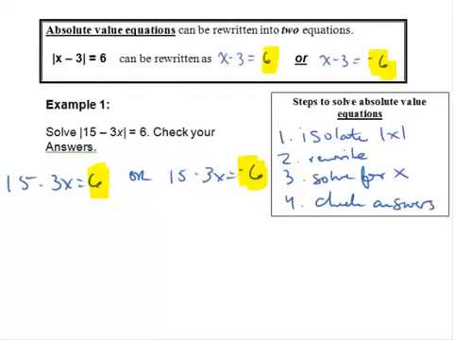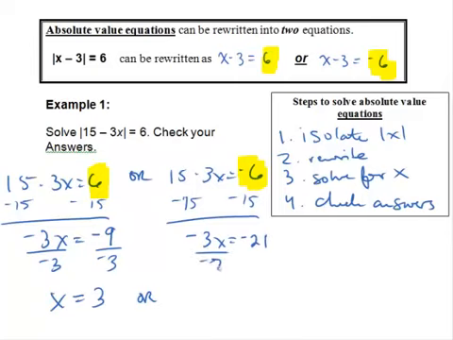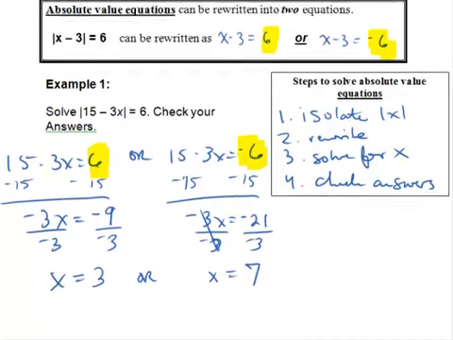So then you solve each one individually. For this one over here, I want to isolate the x, so I'm going to subtract 15 from both sides. So negative 3x equals negative 9. Divide by negative 3. So x equals positive 3. Or, on this side, subtract 15 from both sides. We get negative 3x equals negative 21. Divide by negative 3. So x equals 7. So x could be either one of these.